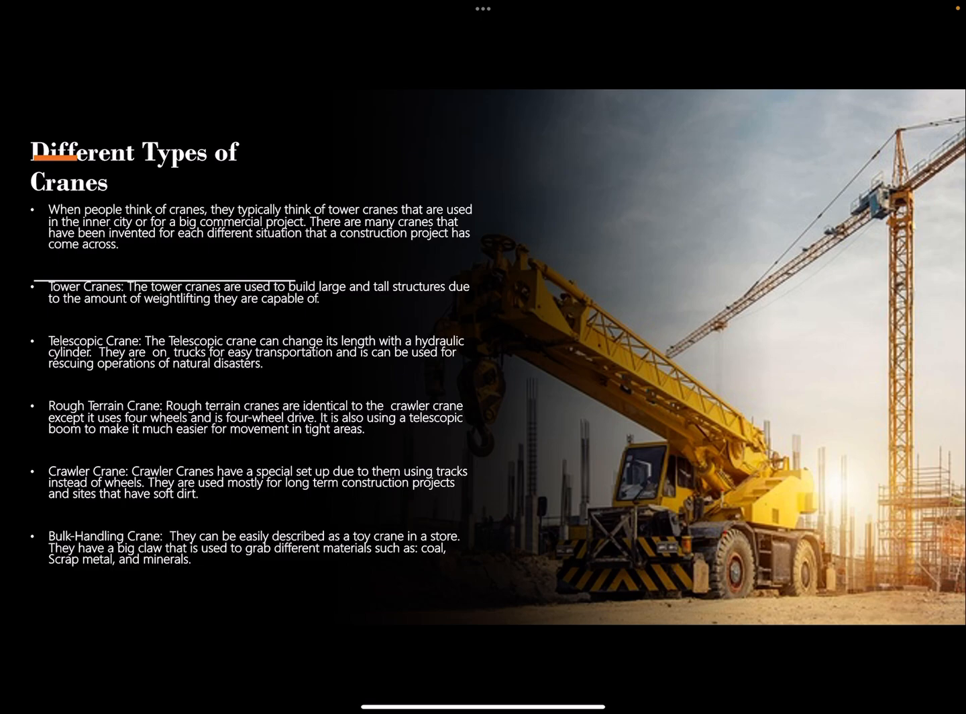Then we have the rough terrain crane that uses a four-wheel drive and also has a telescopic boom, which makes it easier to move in tight areas. Then we have the crawler crane, which has a special setup that only uses tracks instead of wheels. Then we have the bulk handling crane that can be easily described as a toy crane in a store. They have a big claw that is used to pick up different materials like coal, scrap metal, and minerals.